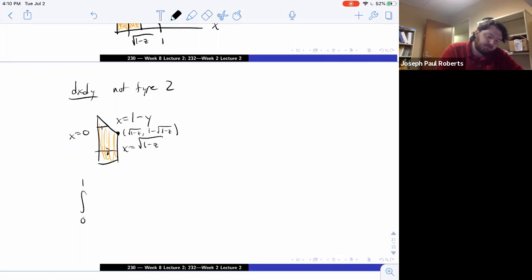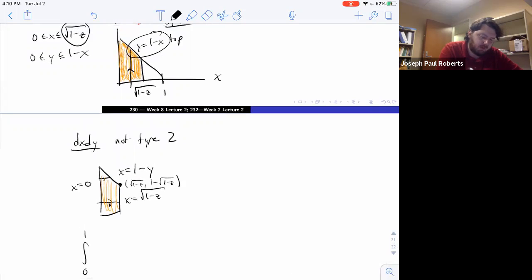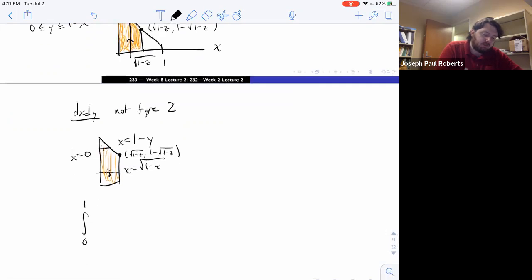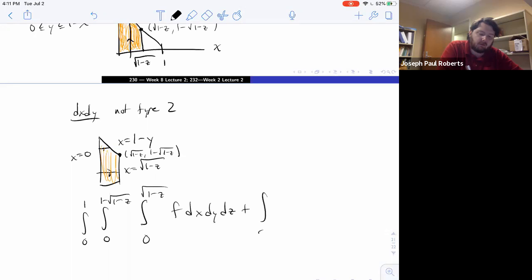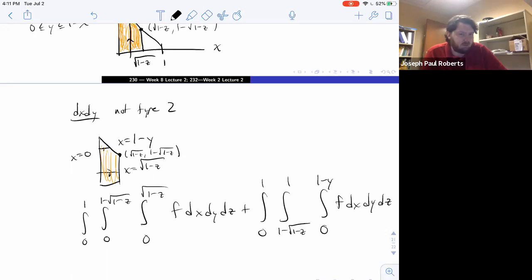Whatever. So anyway, we were on the curve y equals 1 minus x. So this point here is square root of 1 minus z, comma 1 minus square root 1 minus z. And so for y from 0 up to 1 minus square root 1 minus z, x starts at 0 and stops at square root 1 minus z. And then for y between 1 minus square root 1 minus z and 1, x starts at 0 and stops at 1 minus y. And so that's pretty tricky.